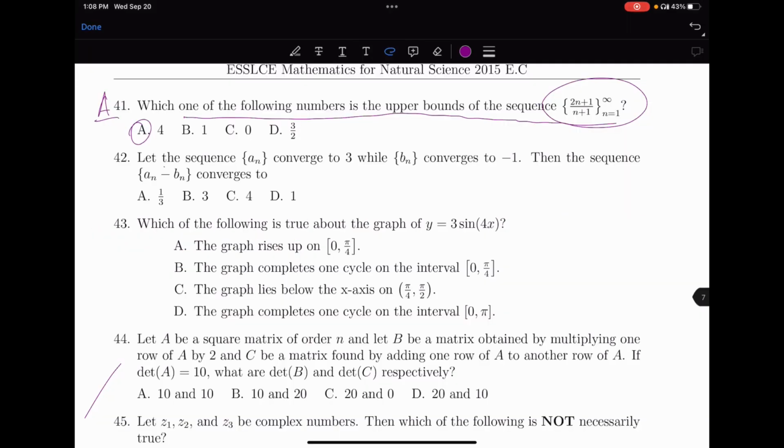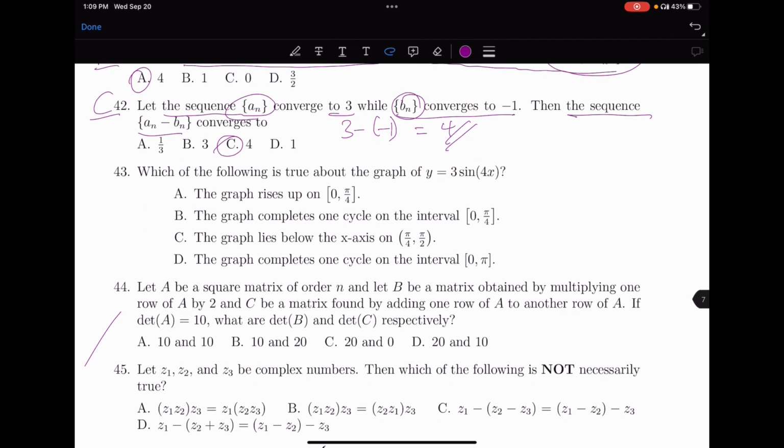Let the sequence a_n converge to 3 while b_n converges to -1. Then the sequence a_n minus b_n converges to 3 minus (-1), which is 4. Therefore the answer is 4.